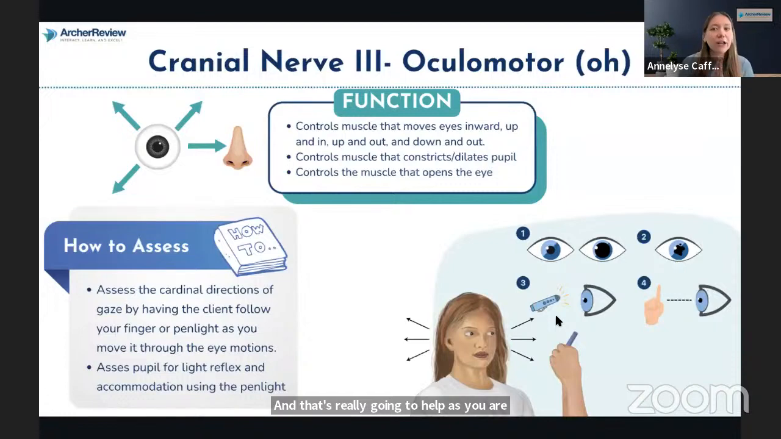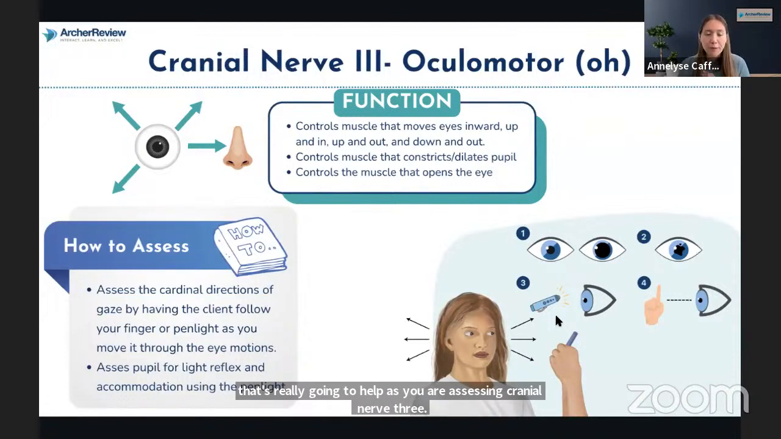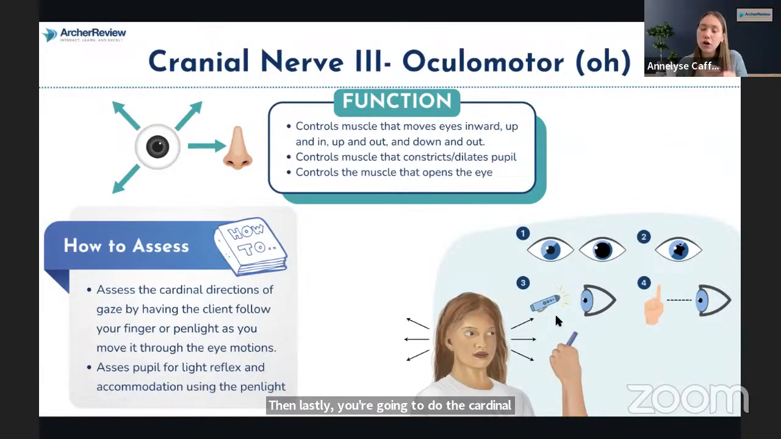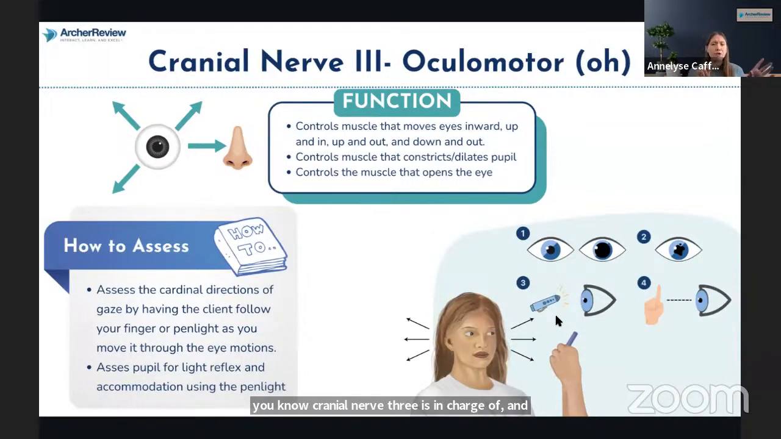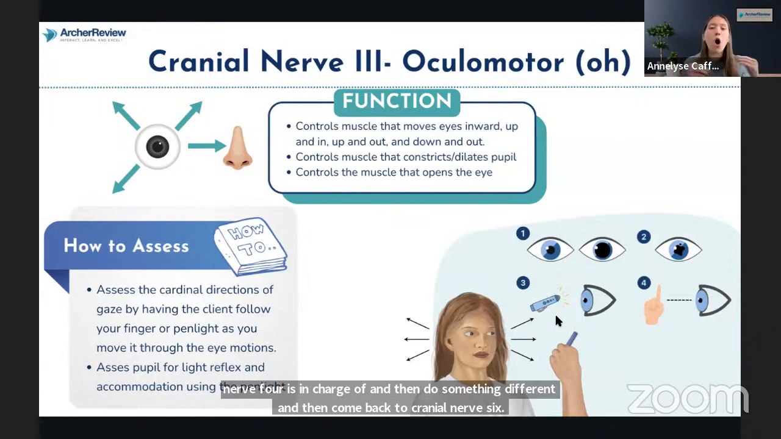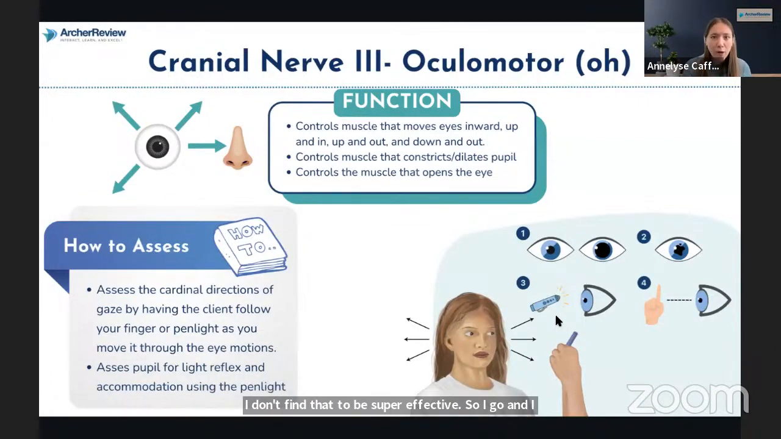Then lastly, you're going to do the cardinal directions. Remember, we said the eyes move in 6 cardinal directions because they've got all those muscles. With that, I normally assess the cardinal directions all at one time. I don't find it effective to just do the ones that cranial nerve 3 is in charge of, and then do something different, and then later come back to cranial nerve 4 and do the one direction cranial nerve 4 is in charge of, and then do something different, and then come back to cranial nerve 6. I don't find that to be super effective. So I just do all the cranial nerve movements for the eyeball at the same time.